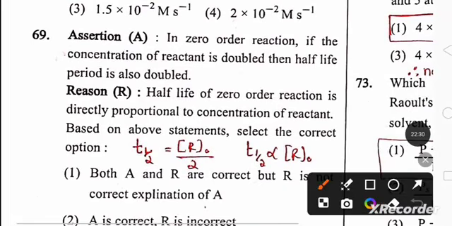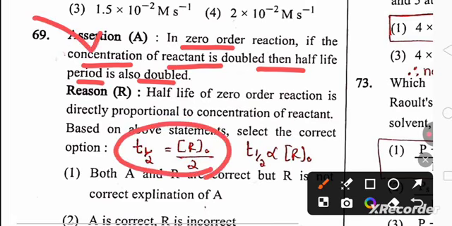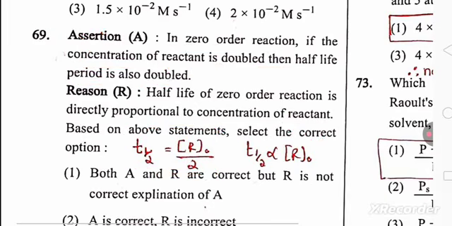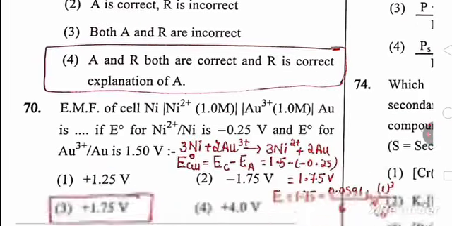Assertion A says that in a zero order reaction, if the concentration of reactant is doubled, then half-life period is also doubled. Yes, of course, the assertion is right, because in t half we can see the formula. T half for zero order is directly proportional to the concentration of the reactant. The reason says half-life of zero order reaction is directly proportional to the concentration of the reactant. So both A and R are correct, and R is the correct explanation for A.